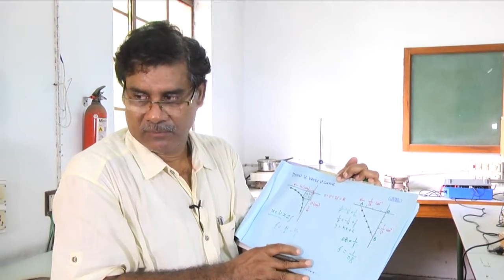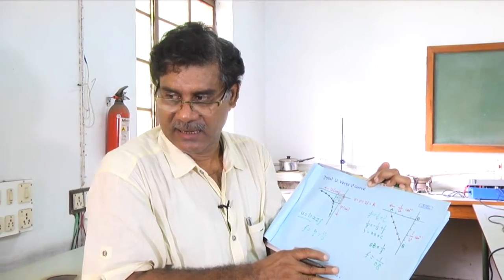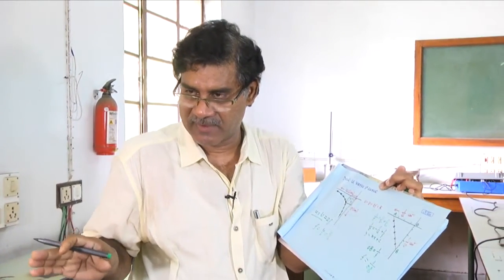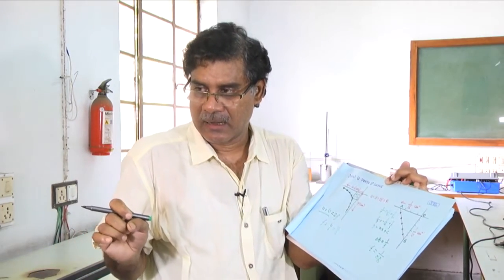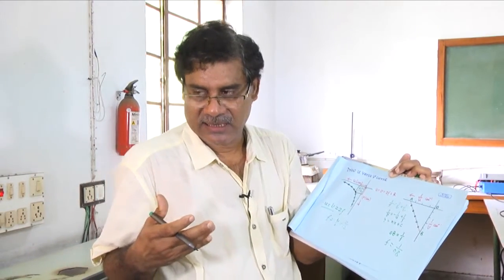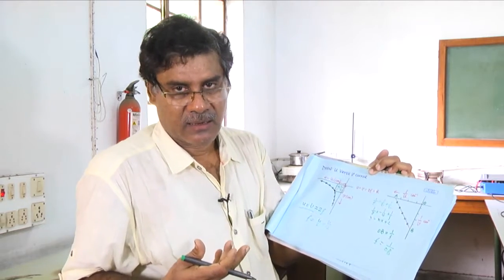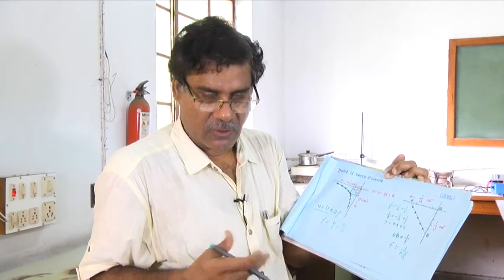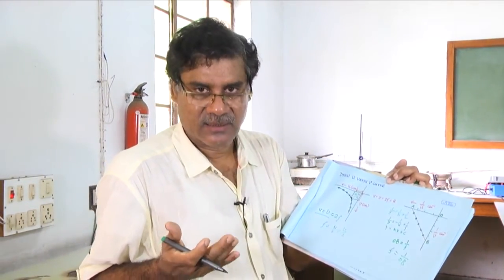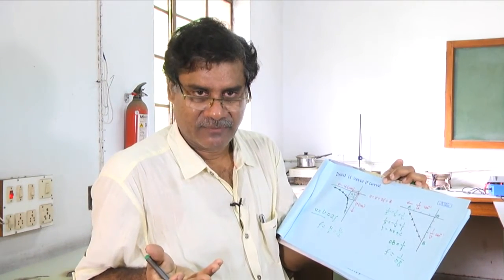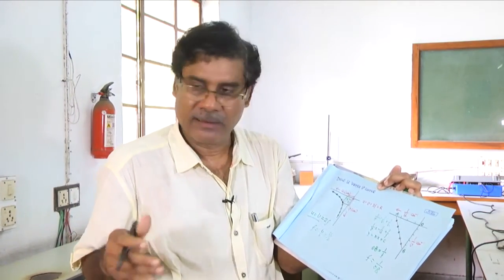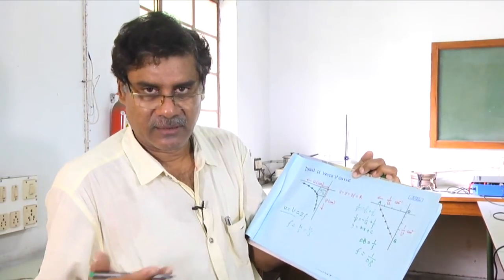I think I described in detail how to do the experiment and how to find out the image distance. In the next class I will discuss how to find out the focal length of the convex mirror, and also of lenses, convex lens and concave lens. The procedures are more or less similar. I will demonstrate in the next class.